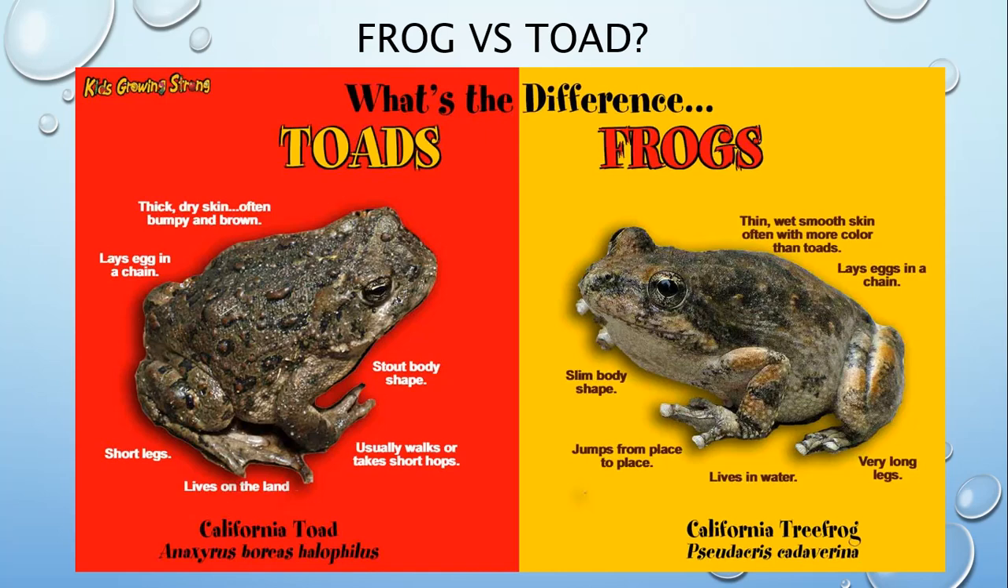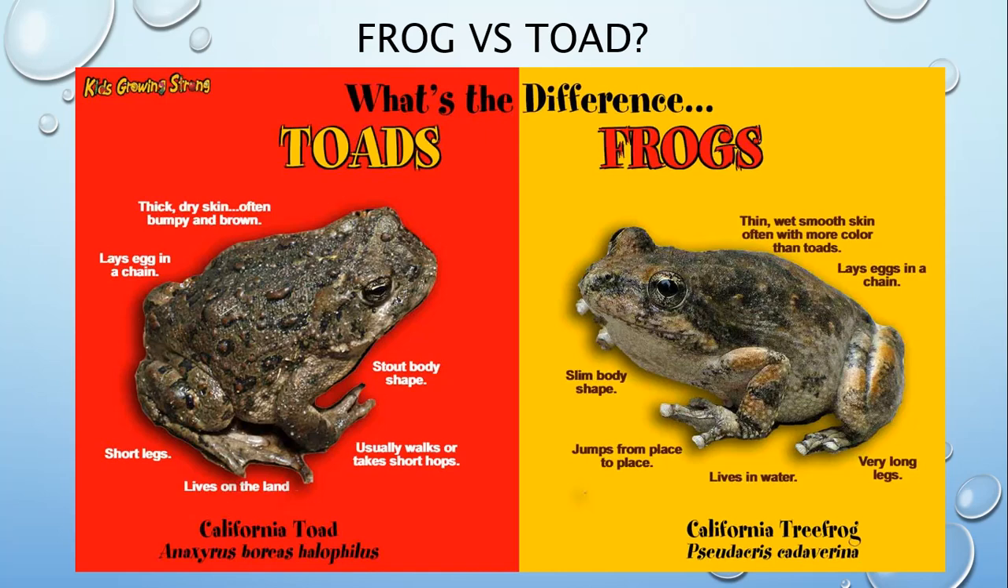Okay? They both lay eggs in a chain. But a toad has a stout body type, which is a little bit bigger, and a frog has a slim body shape. Okay? A toad has short legs. A frog has long legs. A frog generally lives in water, but a toad lives on land.